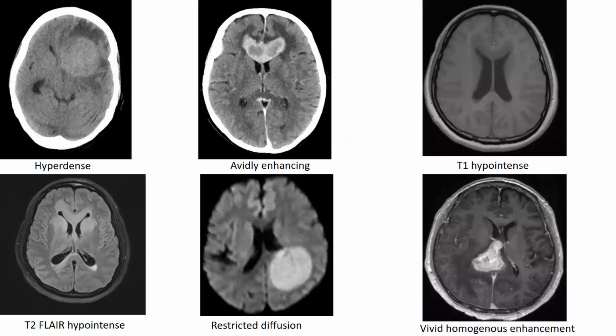So here you have various images of different patients with lymphoma. In the first image, you have a hyperdense lesion on the CT, and you have a brilliant contrast enhancement, T1 hypointense, T2 hypointense, with a diffusion restriction and a homogeneous contrast enhancement.